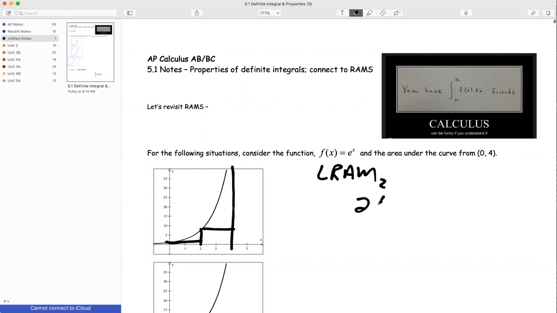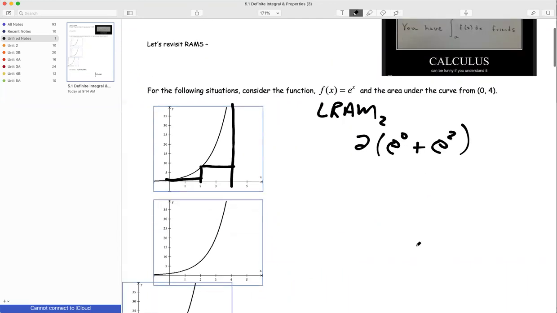2. Okay, and so then my height would be, since it's a left Riemann sum, I'm going to take the x value of 0 and plug it into my function, right? So I would have e to the 0. And then I would take my next value of 2 and plug that into my function. So I would have this. Okay, everybody follow me there? No problems? All right, well, let's do another example here.